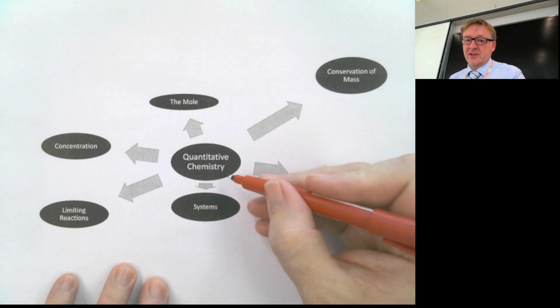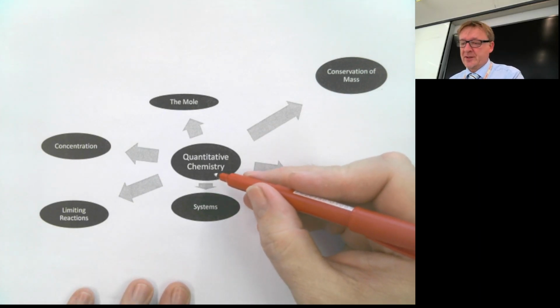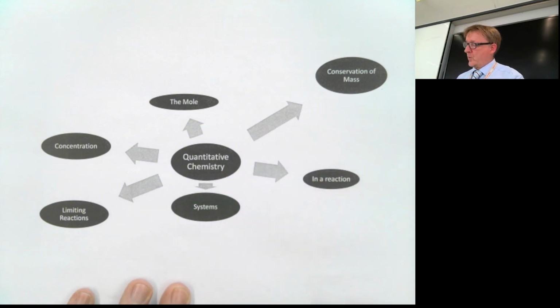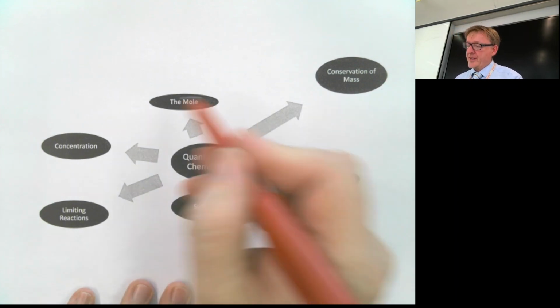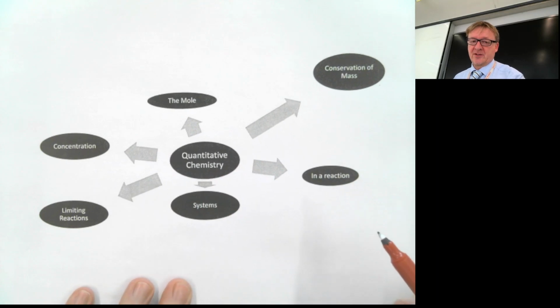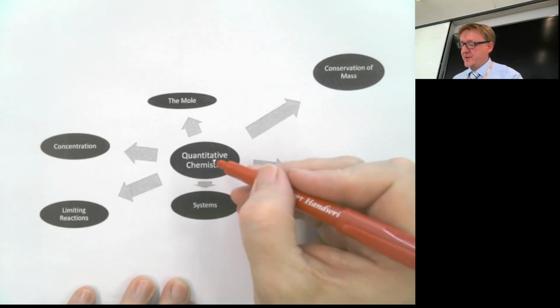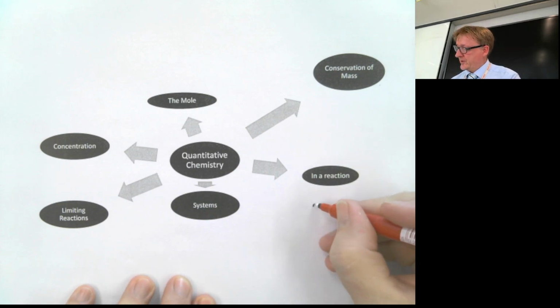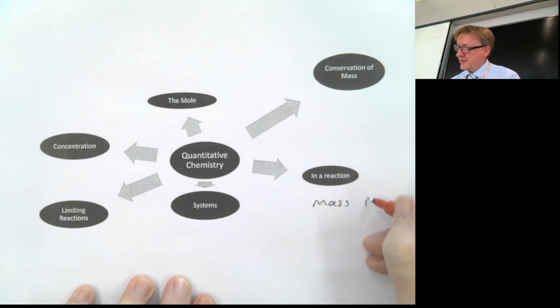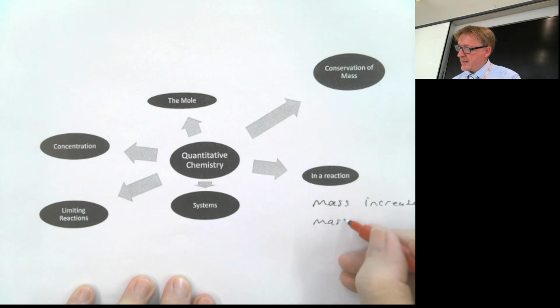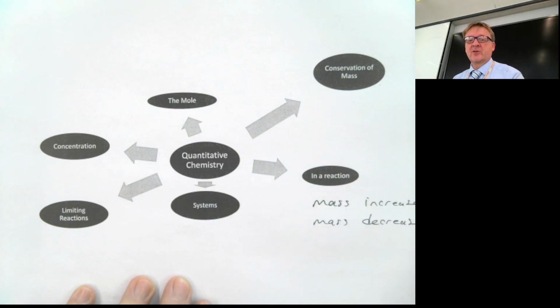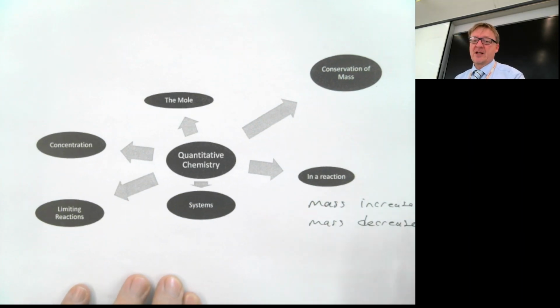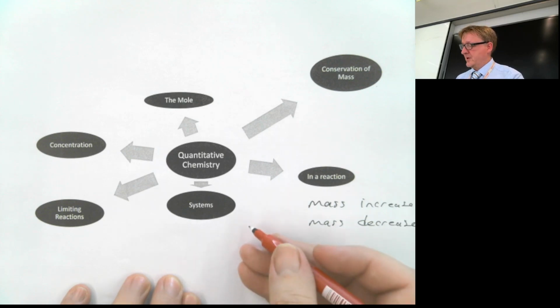So this topic now is the quantitative chemistry topic. We'll start off with what happens in a reaction. A lot of this is to do with the maths part of chemistry, right? So quantitative is all to do with numbers. In a reaction, what we're looking for is a mass increase or a mass decrease. There could be a practical where it talks about how much it's gone up in mass, how much it's decreased in mass.